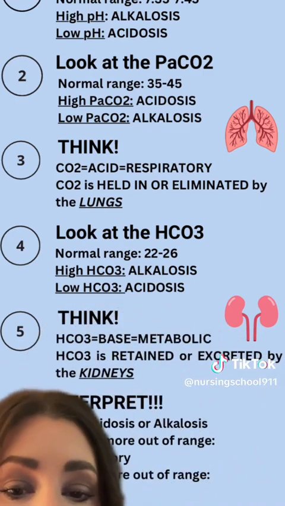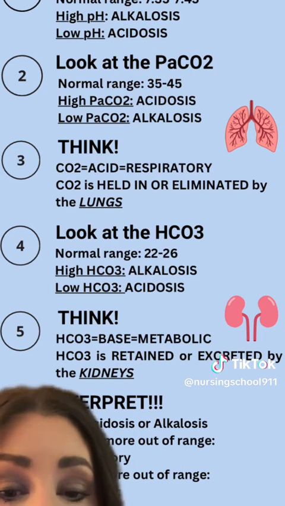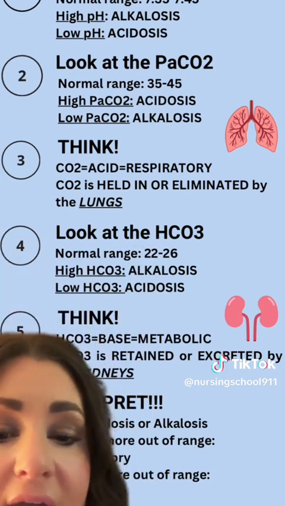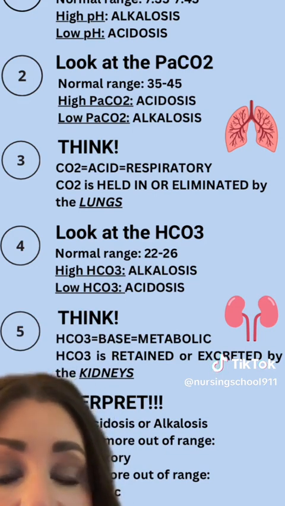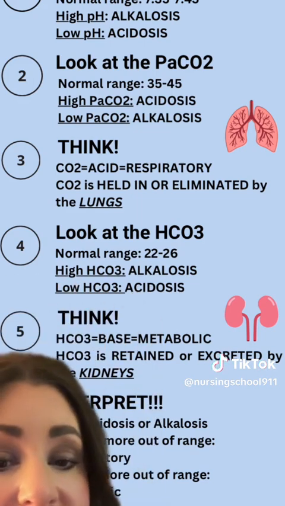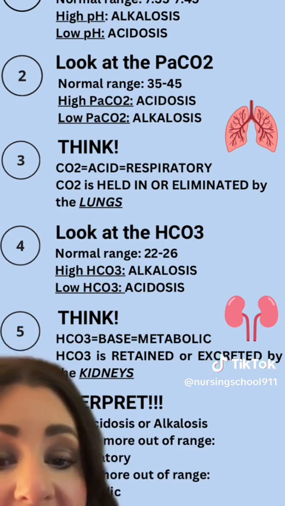Next, I want you to think again. Think bicarb equals base equals metabolic. So bicarb is either retained or excreted by the kidneys. So bicarb, base, metabolic. So that makes sense, right? That if bicarb is high, we're leaning towards alkalosis because it is a base. If bicarb is low, we're leaning towards acidosis.